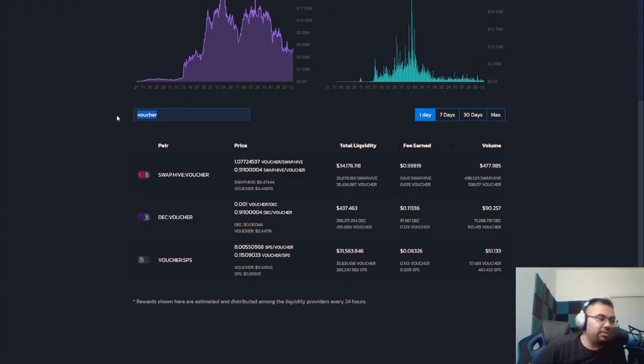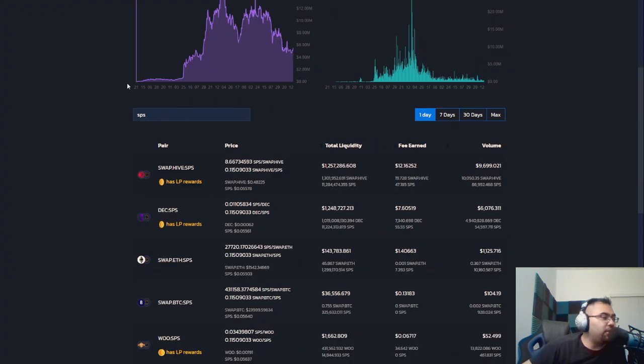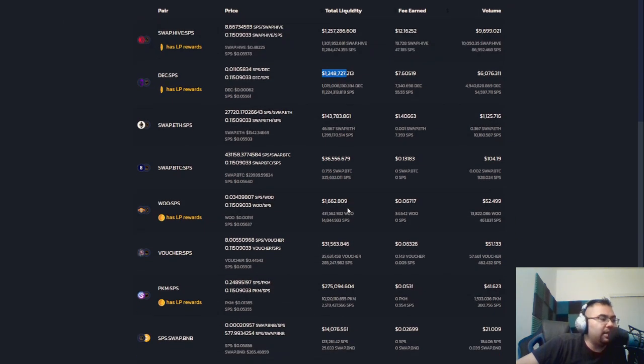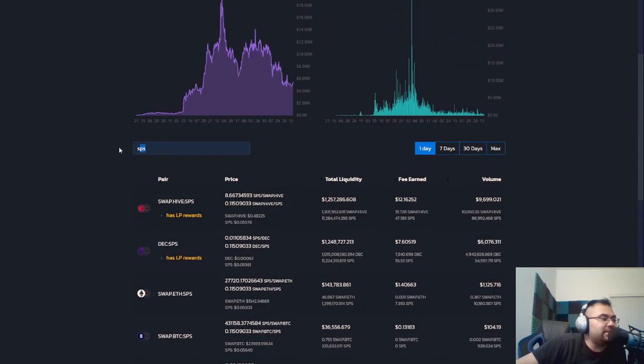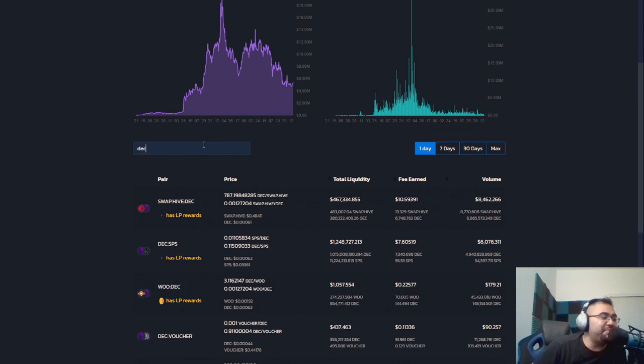Because when you look at, for example, some of the other SPS places here, SPS Hive has 1.2 million in liquidity. At DEC, SPS has 1.2 million in liquidity, right? Even swap.eth and SPS has 143,000. So there's a lot of money in these other pools, way more than 34,000.